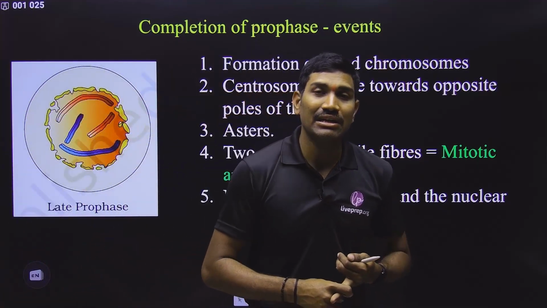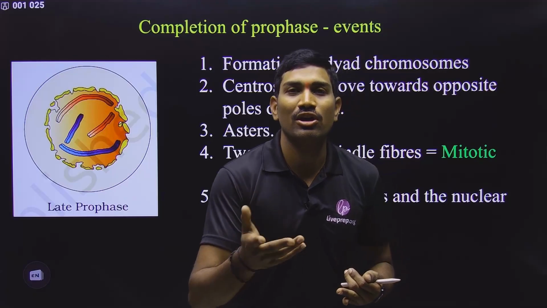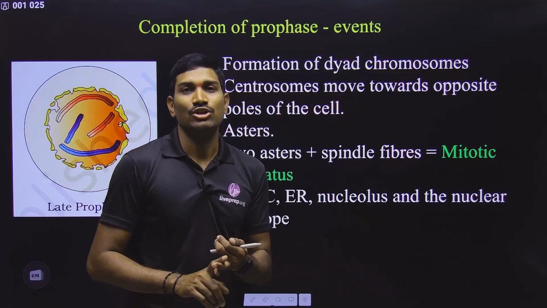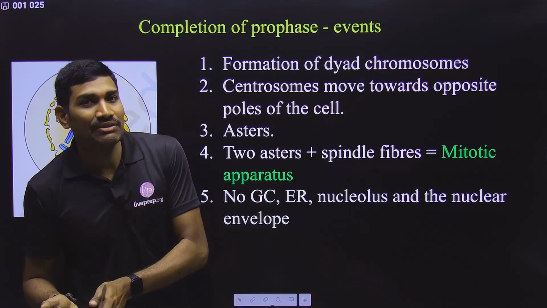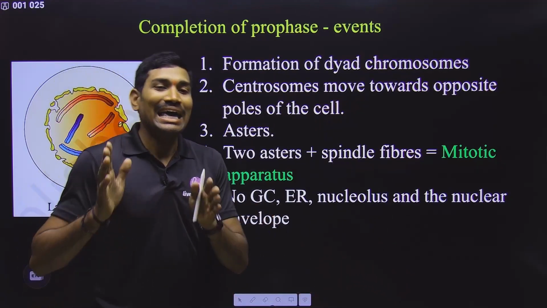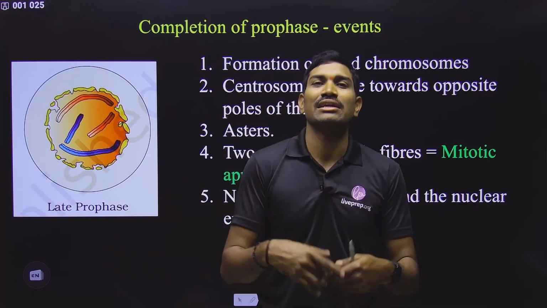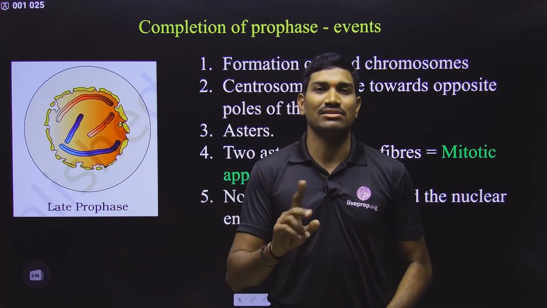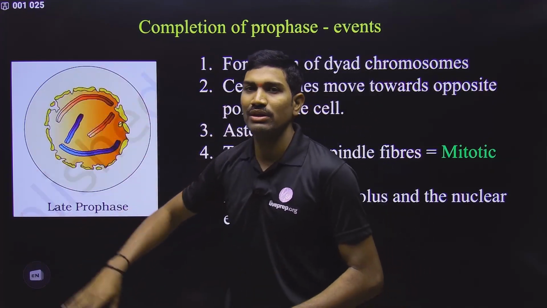And why is it called acentric? Because centrosomes and centrioles are not present in plant cells. So that's why it is centric division in animal cells and acentric division in plant cells. Astral cell division in animal cells, anastral cell division in plant cells. Understand these relations. Don't try to learn by heart. Understand the concept, then it will be easy for you. So this is what is happening.